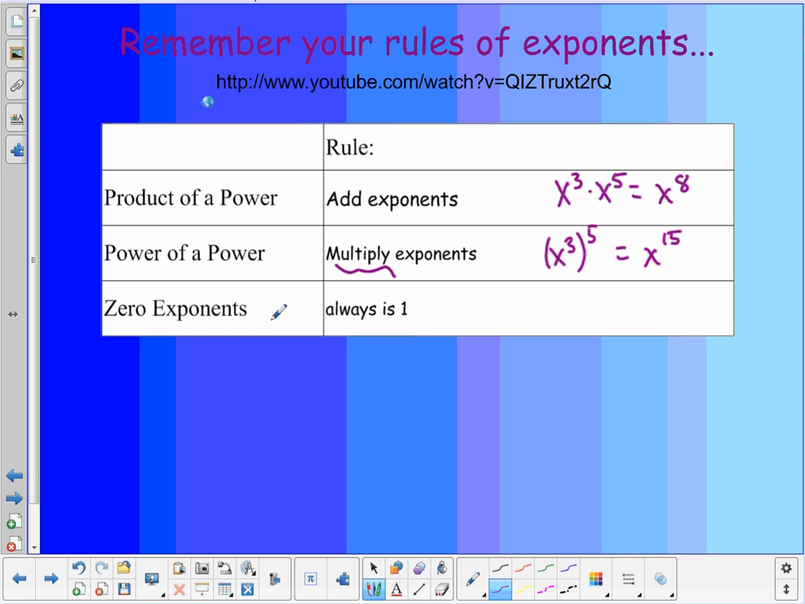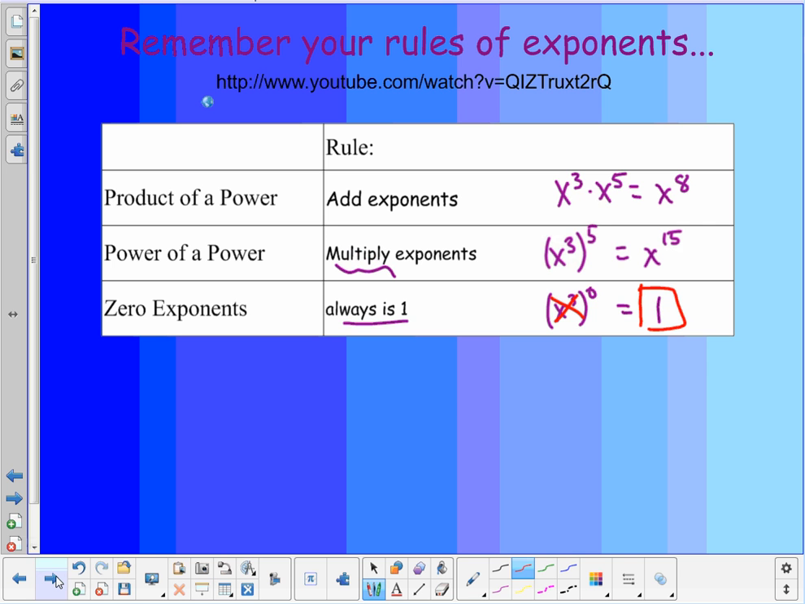And then a zero exponent is always equal to 1. So if I had something like x to the third raised to the 0 power, this whole thing is just 1. Not even x to the first, which is a common mistake. A lot of people want to say that that's x to the first power. It's not. The whole power goes away and our answer is just 1. So that's just to refresh our memories.